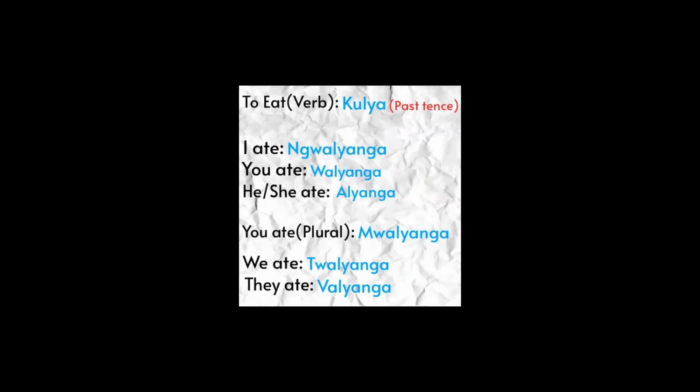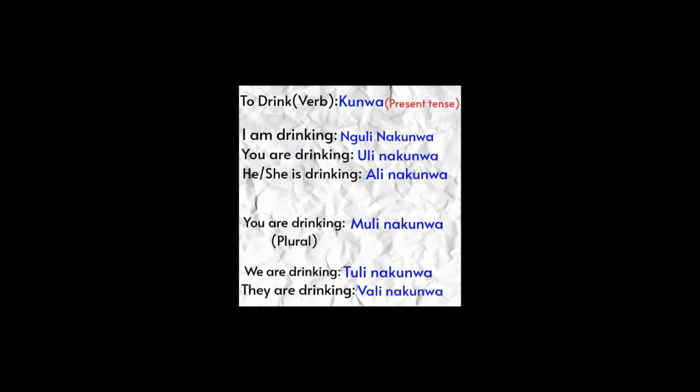I ate: ngwalyanga. You ate: walyanga. He or she ate: alyanga. You ate, plural: mwalyanga. We ate: twalyanga. They ate: walyanga. Then we come to the verb to drink.